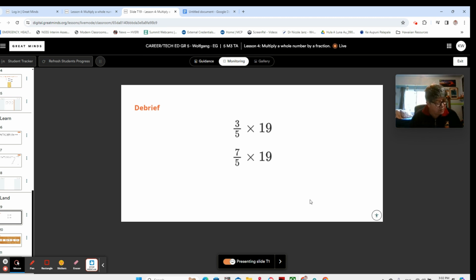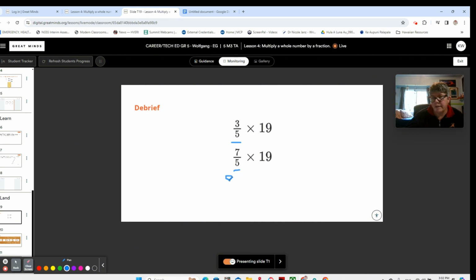And the question is, which expression has a product greater than 19? Remembering that product means the answer, right? Which one is going to be greater than 19? Don't do any math. It's not that hard. Let's just look. 3/5, 7/5. What do we notice? 3 is less than 5. 7 is more than 5, right?